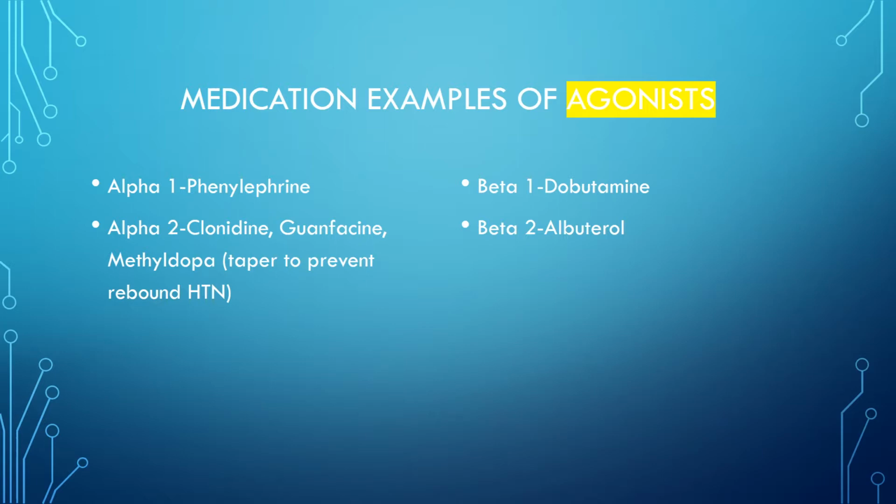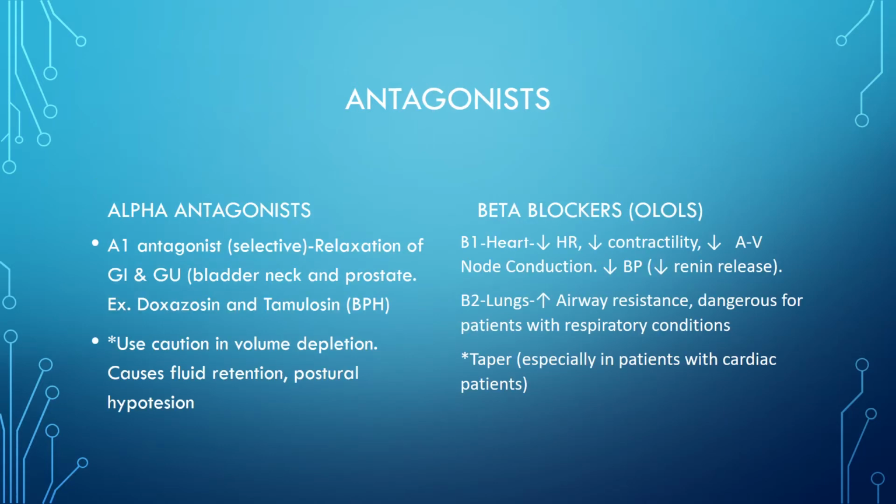All right. Beta 1, an example is dobutamine, and beta 2 is albuterol. I like to use albuterol because you've got that bronchodilation. We're opening up those airways, and that'll be very important to look at when we look at the flip in just a second. All right, so antagonists, or the flip, as I just referred to.